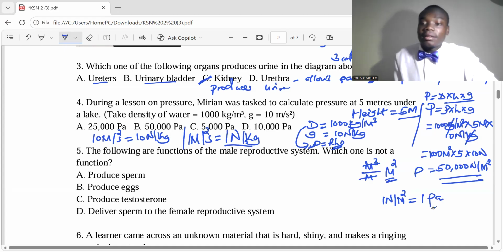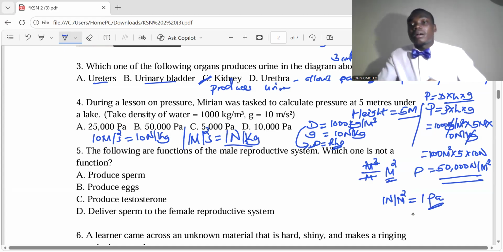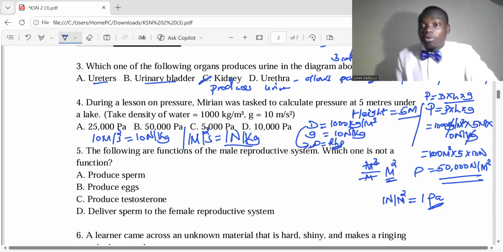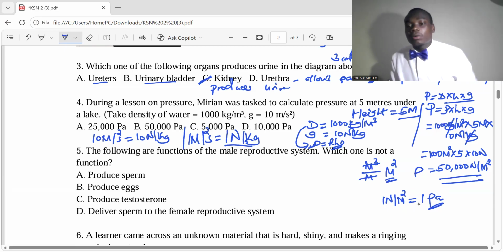Pascal is the person who came up with the pressure principle. We call it Pascal's principle. He's the guy who brought the concept of pressure in liquids. So 1 Newton per meter square equals 1 Pascal.